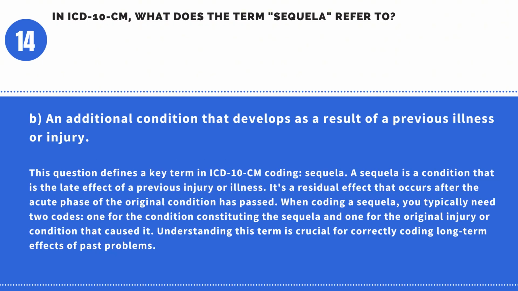Answer: B. An additional condition that develops as a result of a previous illness or injury. This question defines a key term in ICD-10 CM coding: sequelae. A sequelae is a condition that is the late effect of a previous injury or illness. It's a residual effect that occurs after the acute phase of the original condition has passed. When coding a sequelae, you typically need 2 codes, one for the condition constituting the sequelae and one for the original injury or condition that caused it.